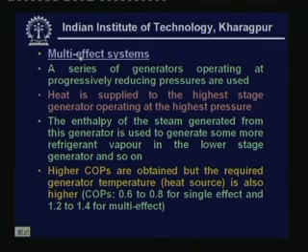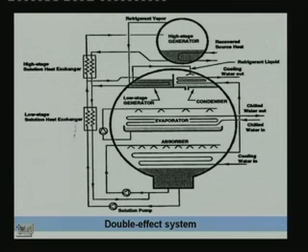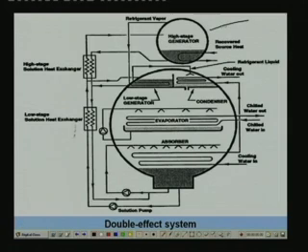Let me quickly show the schematic of this. So here you have two generators. This is a high pressure generator or high stage generator, and here you have a low stage generator, condenser, evaporator and absorber. What is done here is the vapor generated in the high stage generator is at high temperature. So instead of rejecting this heat unnecessarily in the condenser, this heat is used for generating some more vapor from the low stage generator.